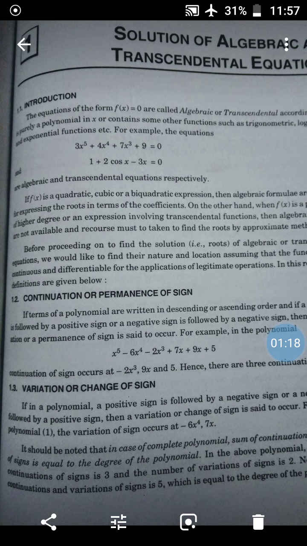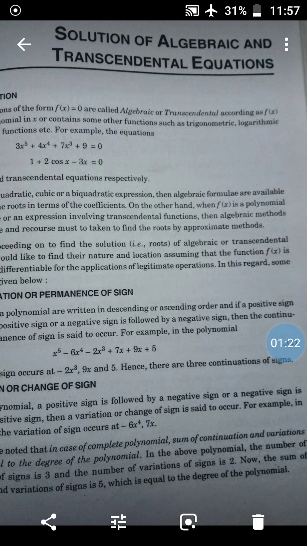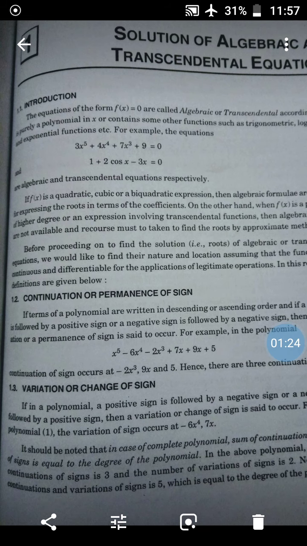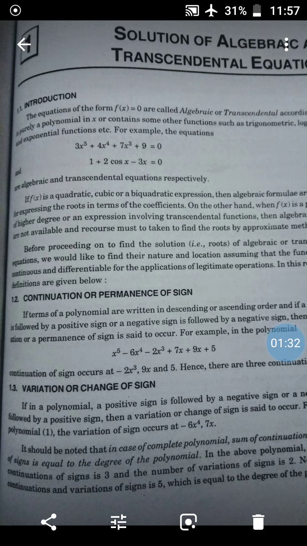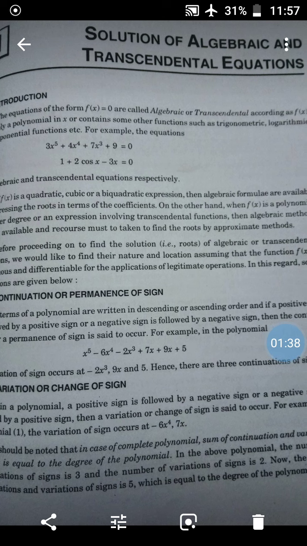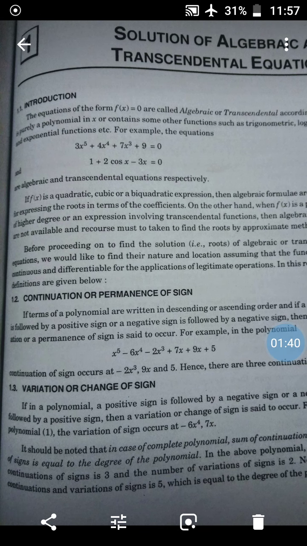Now we will find the solution of algebraic and transcendental equations. Sometimes the solution is not exact and we will take approximate solutions. You can say algebraic methods are not available and recourse must be taken to find the roots by approximate methods.